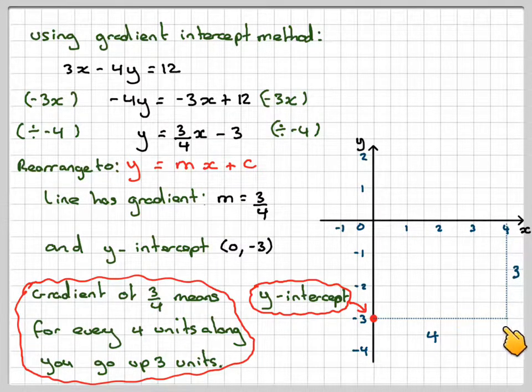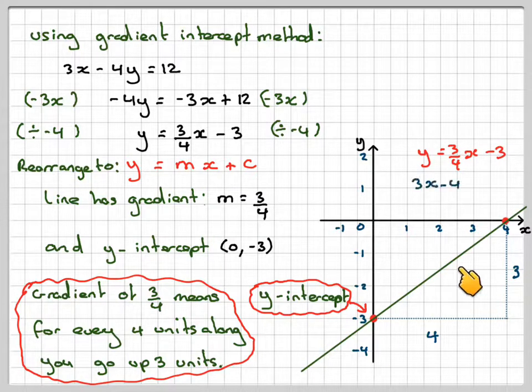Take great care over the scale of your axis. Here we're okay because we have an even scale. And then put a point at that point and then join the line up with a ruler. Label it. You don't really need to label y is equal to 3 over 4x minus 3; you should perhaps label it in its original format.